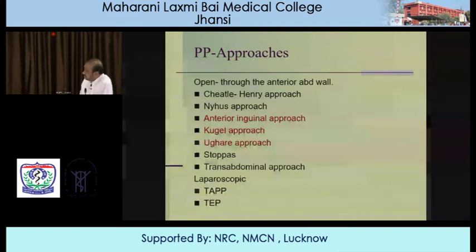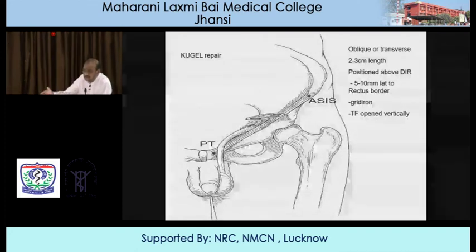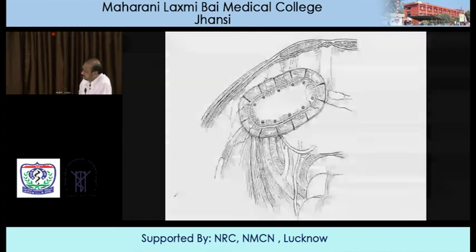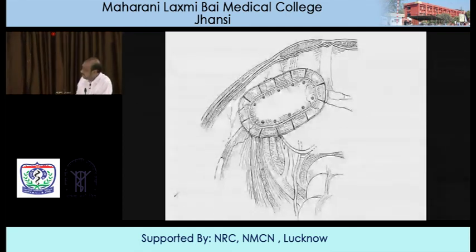Now, Kugel's repair is one which is still being done by open hernia surgeons. And this is basically just above the, see this is the DIR. Just above the DIR, you give a transverse incision, and through the incision, you go into the preperitoneal space. That means you go behind the transversus abdominis and the second layer of the transversalis fascia, now into layer 3 of the transversalis fascia. When you go to this particular layer, you've got this specially designed mesh. It's got a ring around it. It's a mesh, and the moment you put it in, it expands, opens up. And that opening up then places it in this particular area. Now what are you covering? You're covering the inguinal canal from behind. That's the Kugel's repair, right?